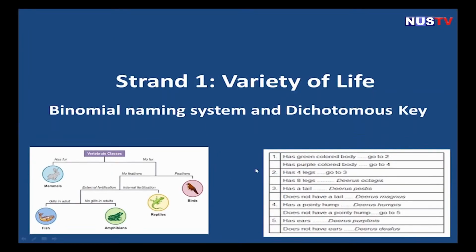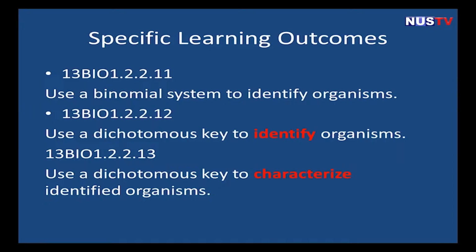Today's lesson will be focusing on Strand 1, Variety of Life. We will be focusing on the binomial naming system and dichotomous key. This lesson will specifically look at the learning outcomes stated above. Use a binomial system to identify organisms. Use a dichotomous key to identify organisms. And use a dichotomous key to characterize identified organisms.